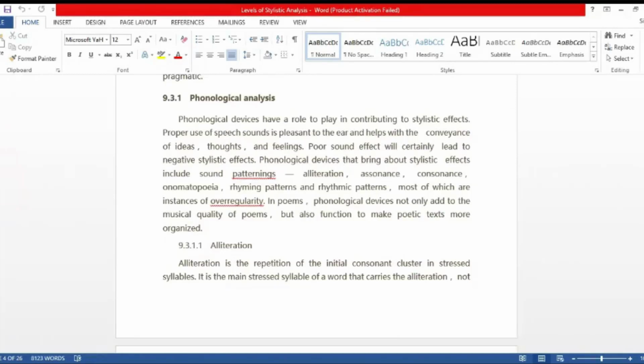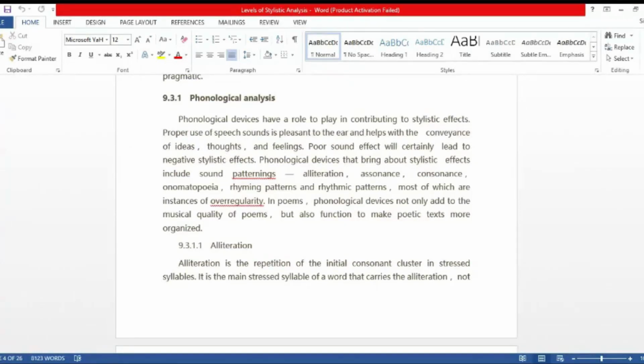Phonological devices that bring about stylistic effects include sound patternings, the patterns of sounds, the arrangement, the organization of sounds. On the basis of these arrangements of sounds within poetry, we can say that there are so many techniques and devices, but there are six major ones, which you are going to look for when you're reading a poetic work in particular.